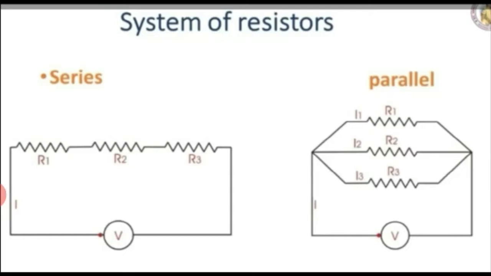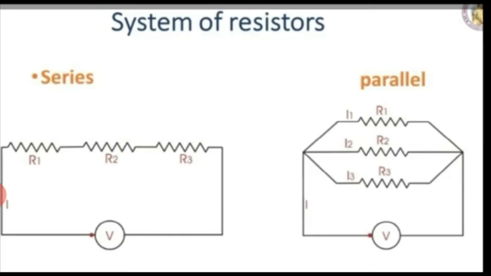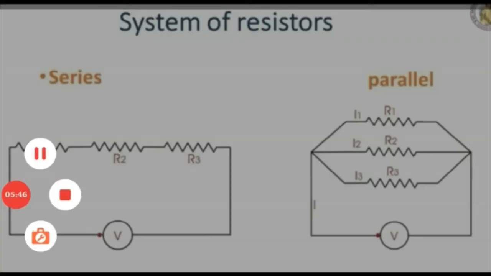These resistors can be connected in various combinations. The two basic methods of joining resistors together are: first, the resistors are connected in series, and second, the resistors are connected in parallel. Many resistors having different resistance values can be connected in series and in parallel.